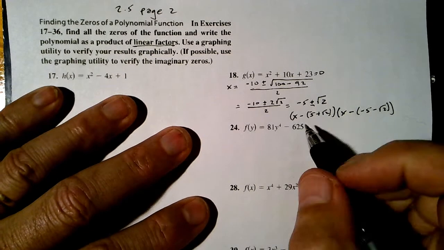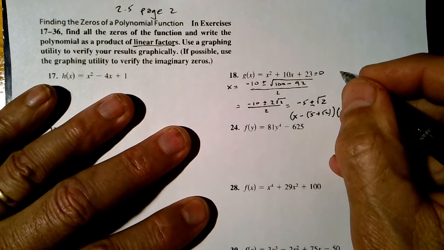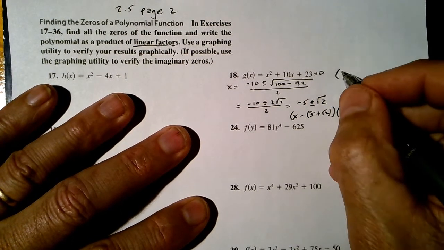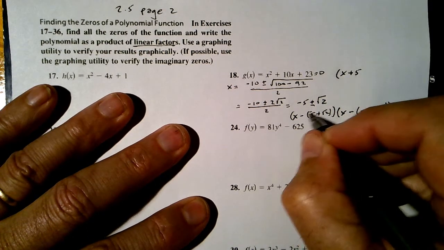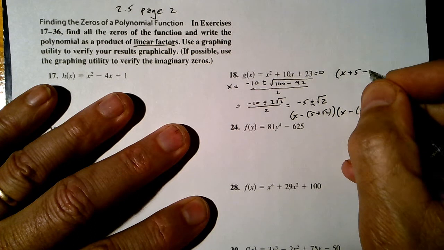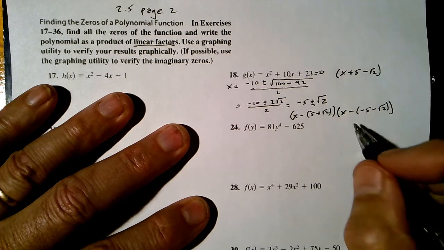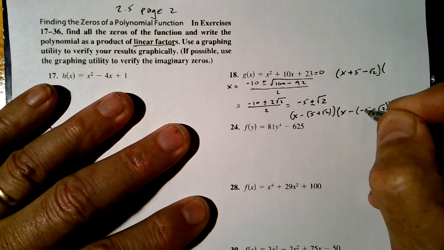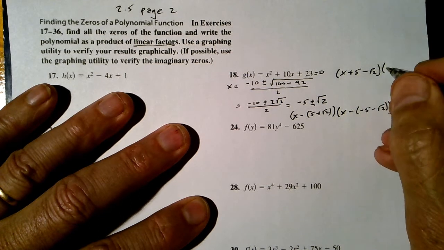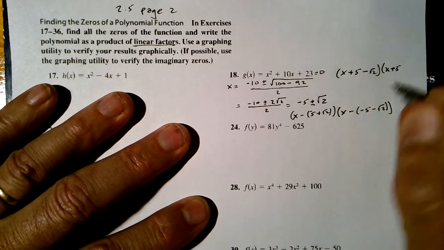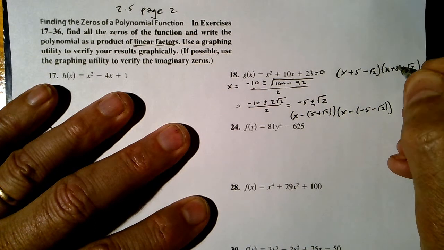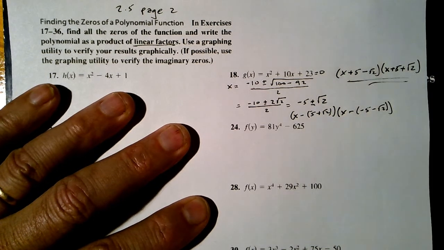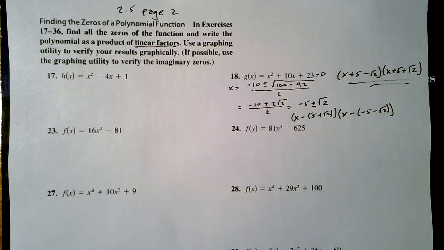And here's the step I would normally skip. I'm going to go ahead and do the distributing. So x minus a negative, that's plus 5, minus a positive, that's minus square root of 2. Distribute: x minus negative, minus minus is plus, so that's x plus 5, minus to minus plus square root of 2. So there are my linear factors of that.